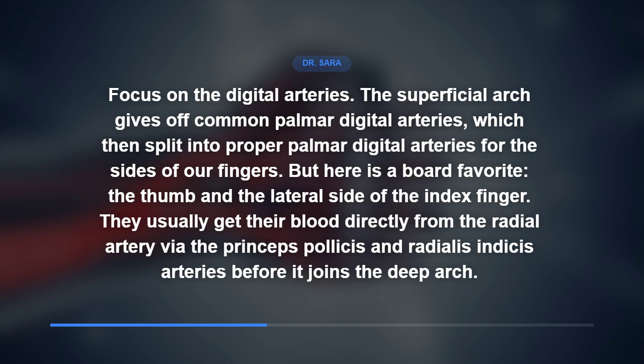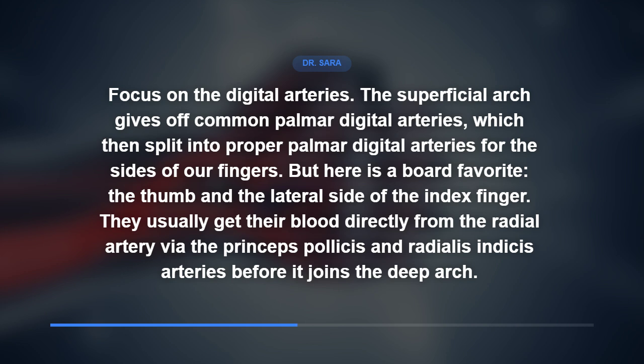Now, Sarah, when students see this on an exam, they often get tripped up on the branches. What should they look for? Focus on the digital arteries. The superficial arch gives off common palmar digital arteries, which then split into proper palmar digital arteries for the sides of our fingers. But here's a board favorite.